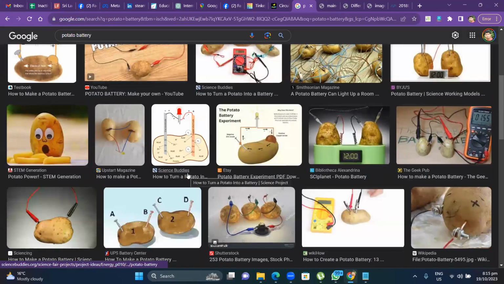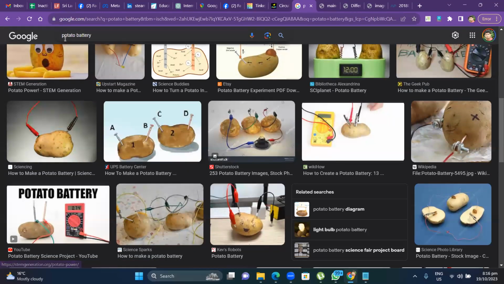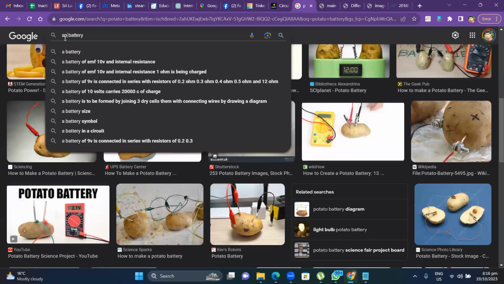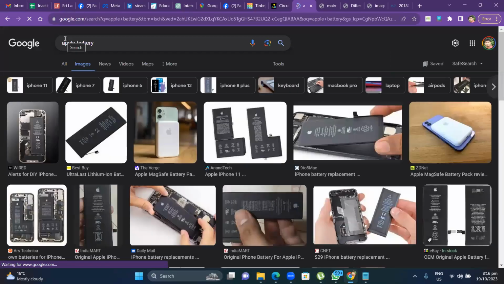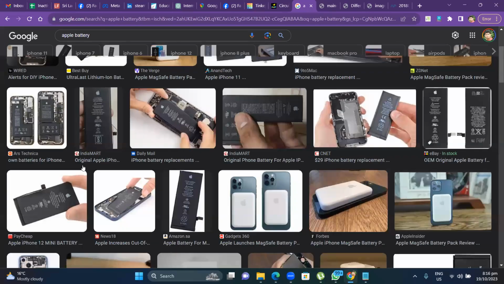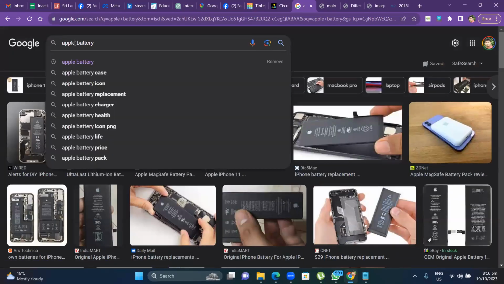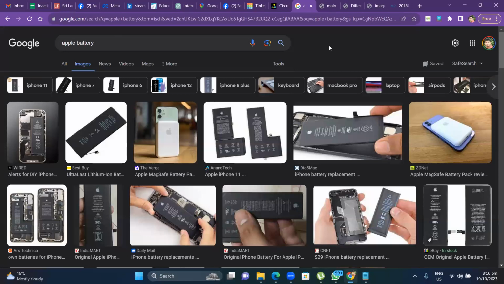Sir, what about apples? You want to use an apple battery? Yeah, any fruit, because there are acids, we can use it. When there are acids, we can use that. You are asking about the eating apple, or which one? This apple or the other apple? Yes, sir. This apple or the other apple? The fruit.